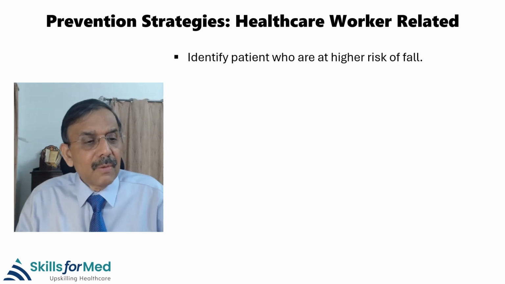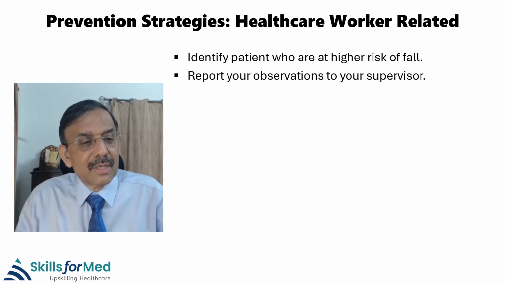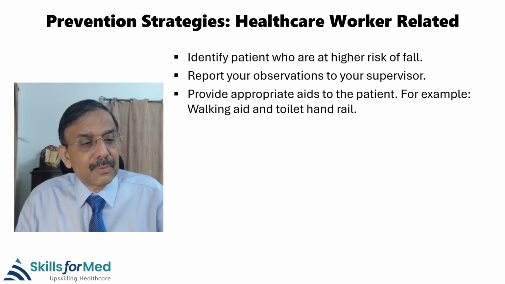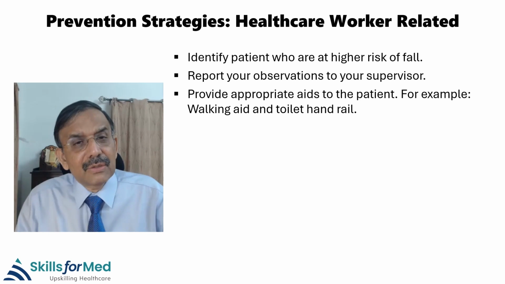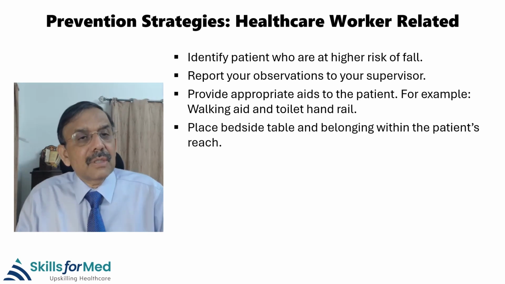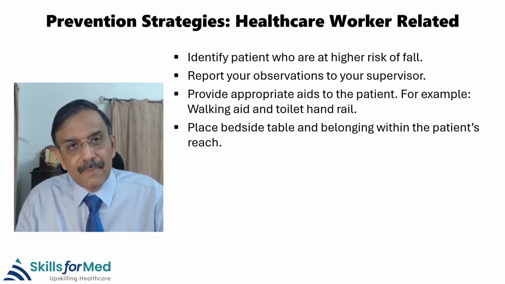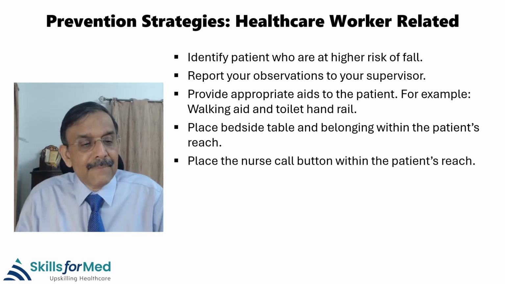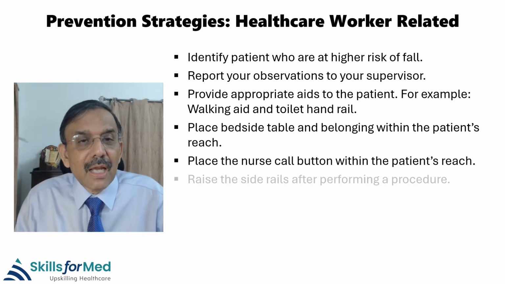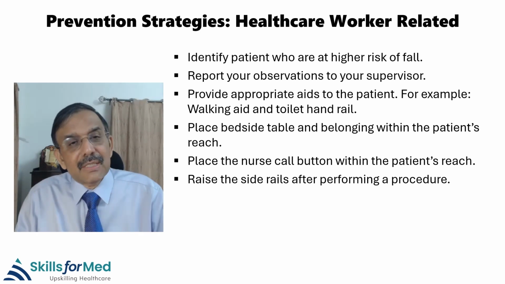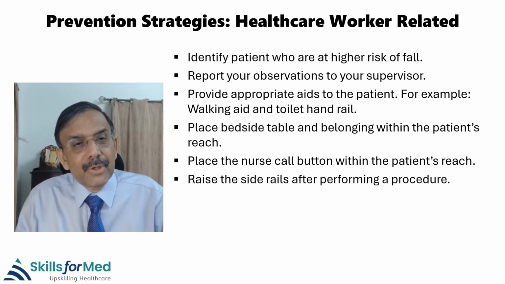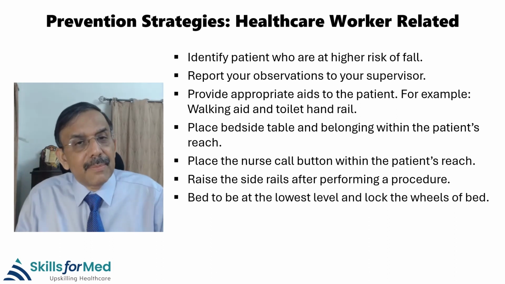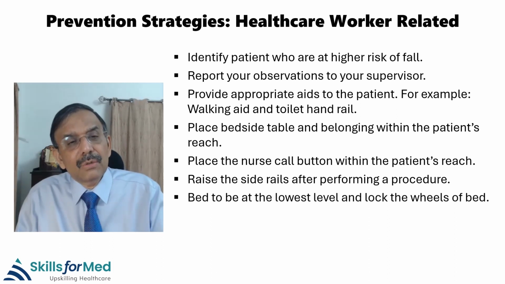There's quite a lot you have to cover in healthcare related strategies to prevent falls. So you have to first identify who is at risk and report to your supervisor. Appropriate aids, I already told you, walking aids, toilet handrails should be installed. Make sure that the bedside table and belongings are placed as close to the patient as possible when you leave the patient, so that they don't stretch to take something and fall. They should be within hand's reach. The nurse call button should also be within the patient's hand reach. Always raise the side railings up when you leave the patient alone, and if it is a bed which goes up and down, it should be at the lowest height.